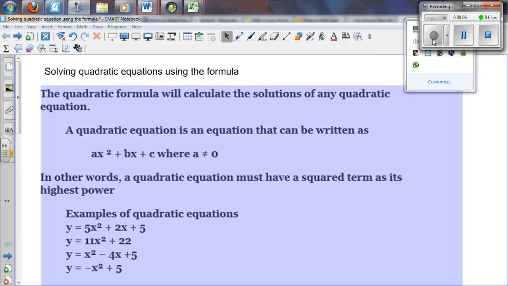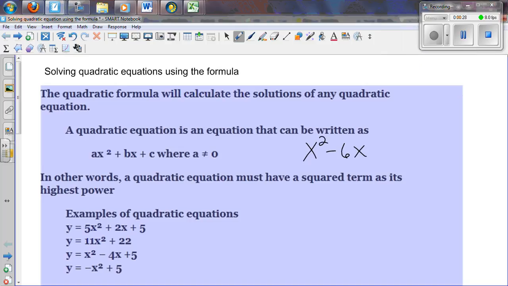Solving quadratic equations using the formula. The quadratic formula will calculate the solutions of any quadratic equation. So far, we have solved quadratic equations by factoring, and sometimes quadratic equations can't be solved by factoring. If we have something like x squared minus 6x minus 1, we can't solve that using factoring because there are no factors of 1 that, when you subtract them, will give you 6. However, we can solve this equation using the quadratic formula.